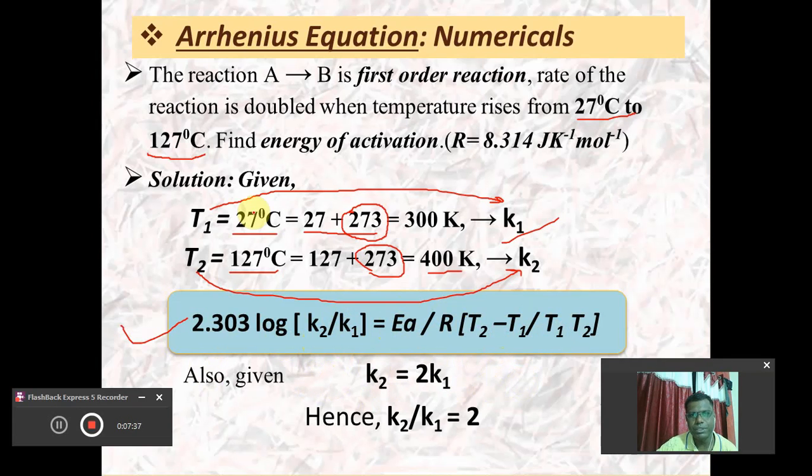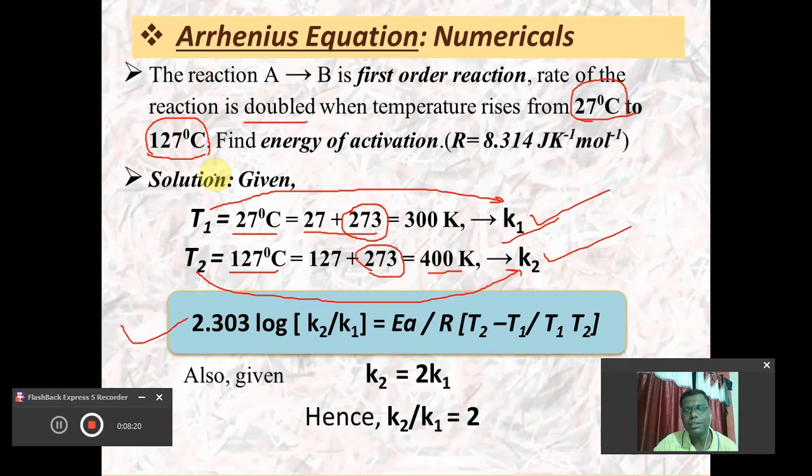Here the condition is given, dear friends. The rate of the reaction becomes double, meaning whenever the initial temperature is 27, the rate constant is K1. But whenever we increase the temperature from 27 degrees Celsius to 127 degrees Celsius, what happens? The rate constant of the reaction becomes double, and the final rate constant is K2. It means that at 27 degrees Celsius the rate constant of the reaction is K1, and at 127 degrees Celsius the rate constant is K2. So at 300 Kelvin the rate constant is K1, and at 400 Kelvin the rate constant is K2.